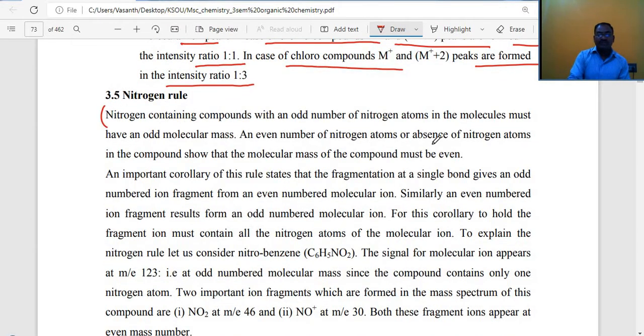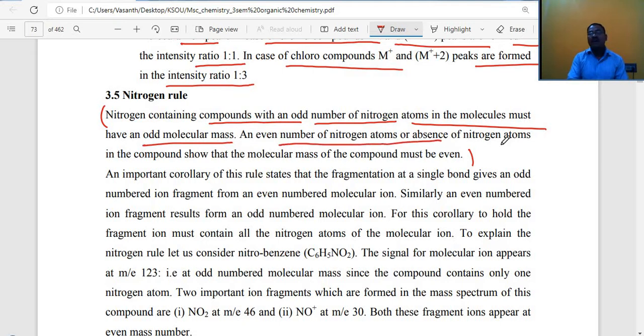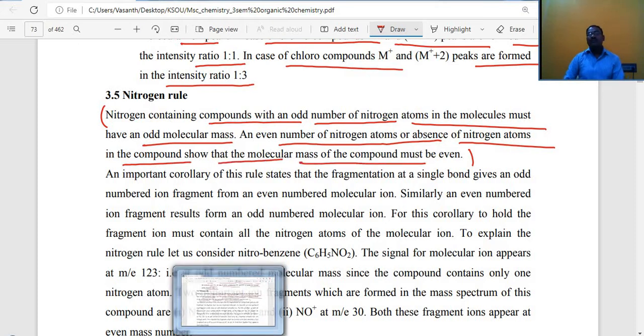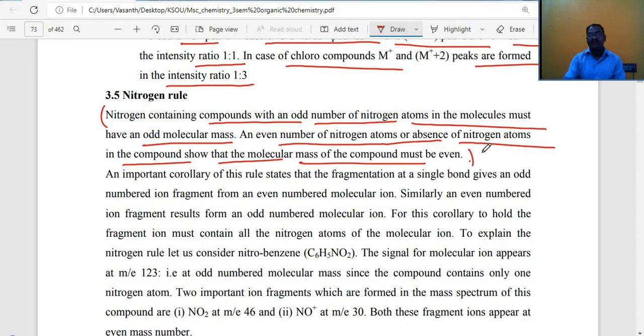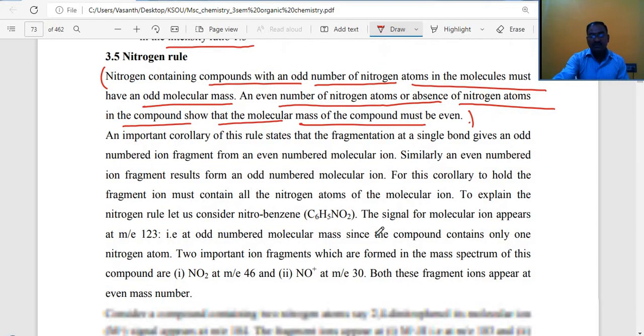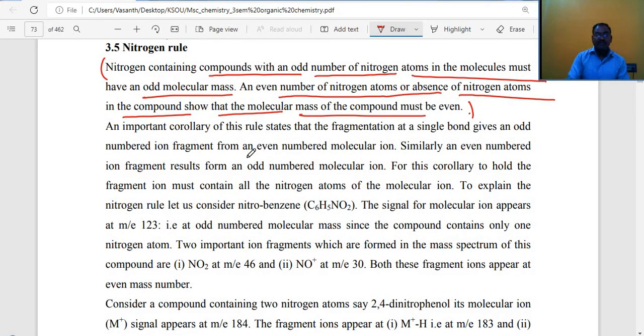What is the nitrogen rule? According to the nitrogen rule, compounds containing an odd number of nitrogen atoms in the molecule must have an odd molecular mass. An even number of nitrogen atoms, or the absence of nitrogen atoms, in the compound shows that the molecular mass of the compound must be even. This is the nitrogen rule.